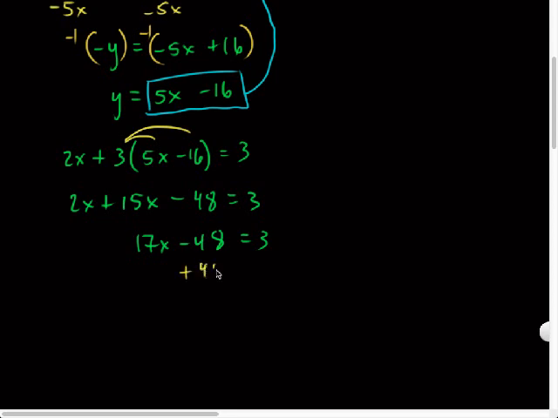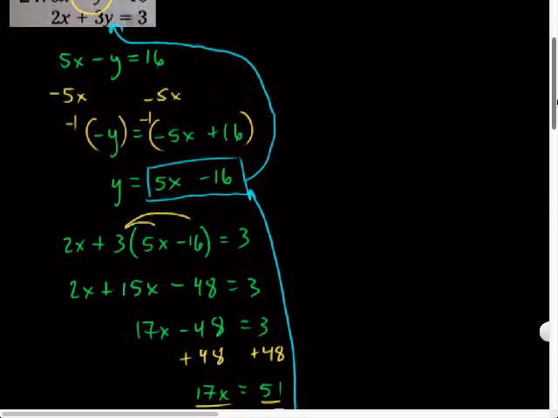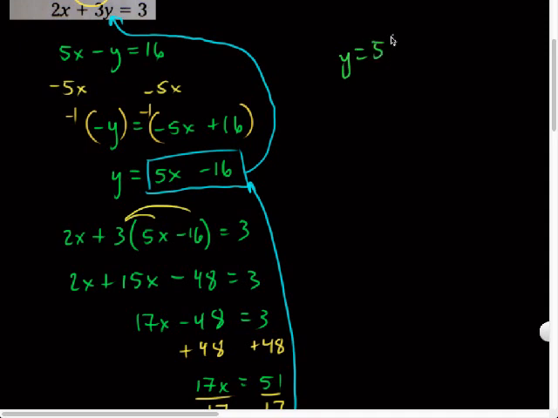Add 48 to both sides. Let's see, divide both sides by 17. And is x equal to 3 there? I think it is, yeah. And now in order to find its buddy, the old y that goes with it, best place to plug that is in the revised equation. So y is equal to 5 times 3 minus 16. y equals 15 minus 16, or y equals negative 1.